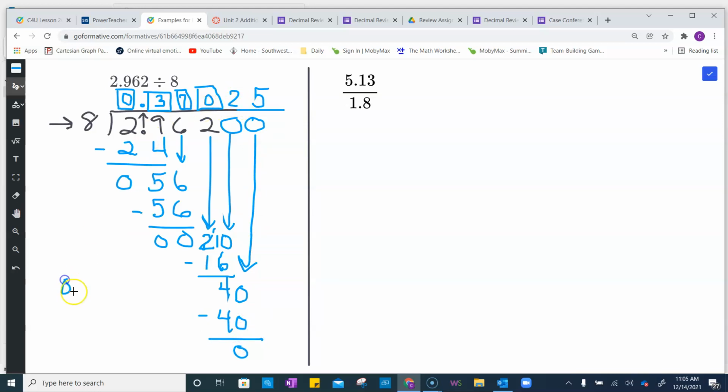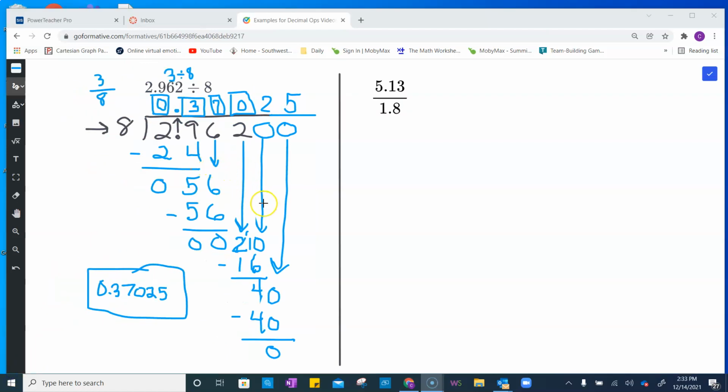The answer is 0.37025. That number is less than 1, which makes sense. I'm dividing, if I round it, 3 divided by 8. That's the fraction 3/8, if I'm just estimating. So it's going to be a number less than 1. It's going to be a number less than 0.5. It's 0.37025. That's your final answer.